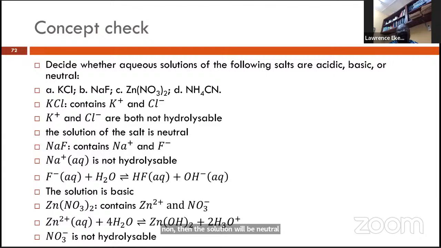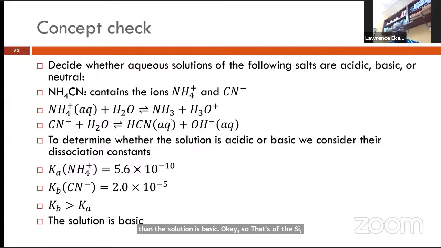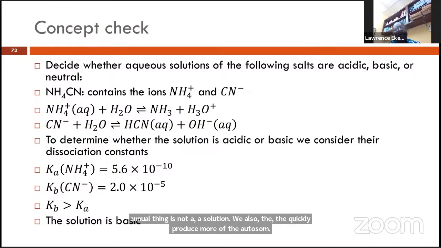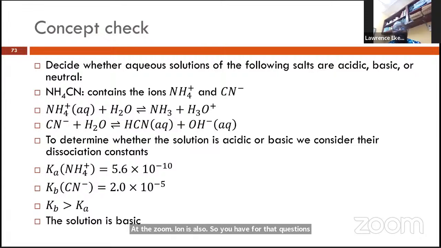Now, for B, sodium fluoride, if sodium fluoride undergoes ionization, it will give you Na plus and F minus. So the sodium ion is not hydrolyzable. We've explained that. The fluoride anion will be hydrolyzable to give you more hydroxide ions in solution. And when more hydroxide ions are given in solution, then the solution is basic. For zinc nitrate, the NO3 minus is non-hydrolyzable. The solution will be acidic because we produce more hydronium ions in solution. So you have further questions here that on your own you can go through for further understanding. There are situations where they will give you the Ka and the Kb. You look at the values and see which one is higher. The one that is higher will determine whether the solution is basic or acidic.